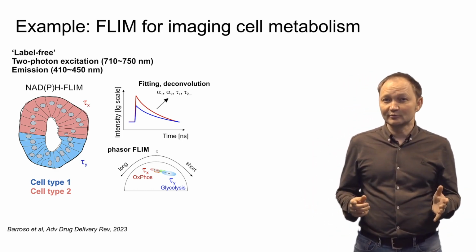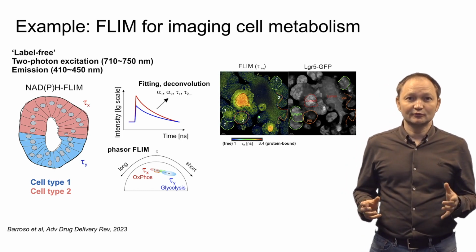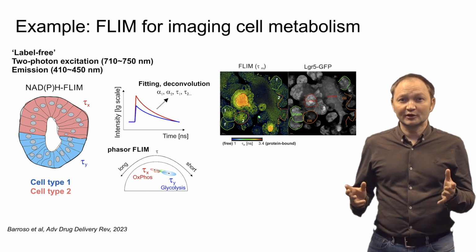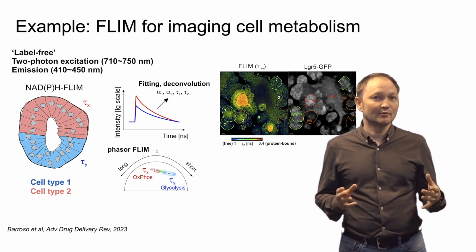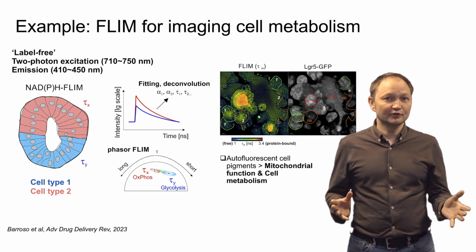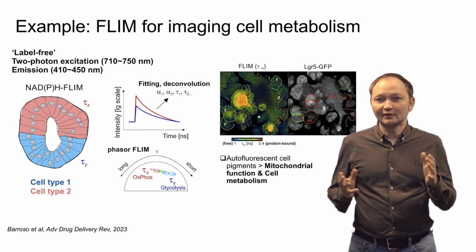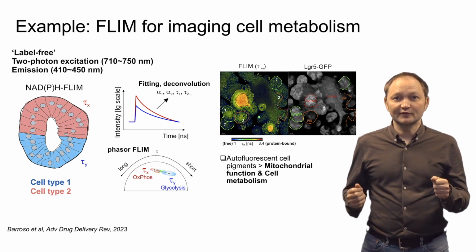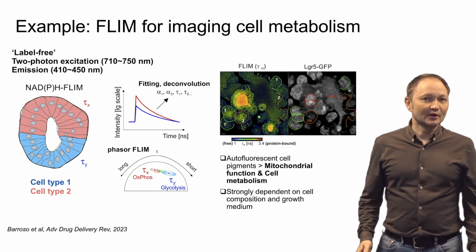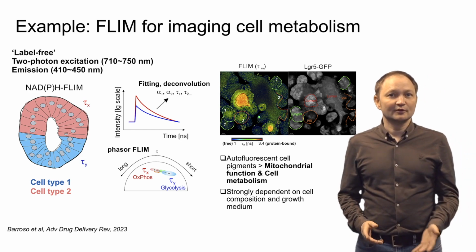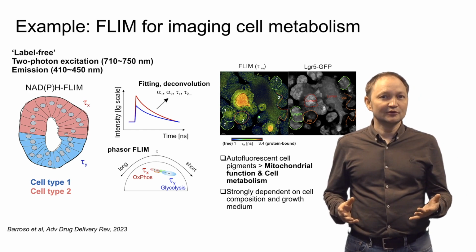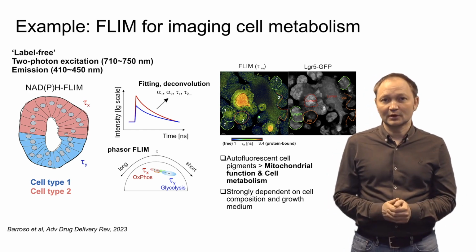Indeed, such a microscopy method can be combined with the use of transgenic reporters, such as LGR5-GFP, and this would help segmenting regions with different metabolism of the cells. Therefore, by simply measuring cell autofluorescence in a label-free setting, one can study mitochondrial function and cell metabolism. And using this method, it was recently found that measured cell metabolism strongly depends on the cell composition and the growth medium in which you measure.